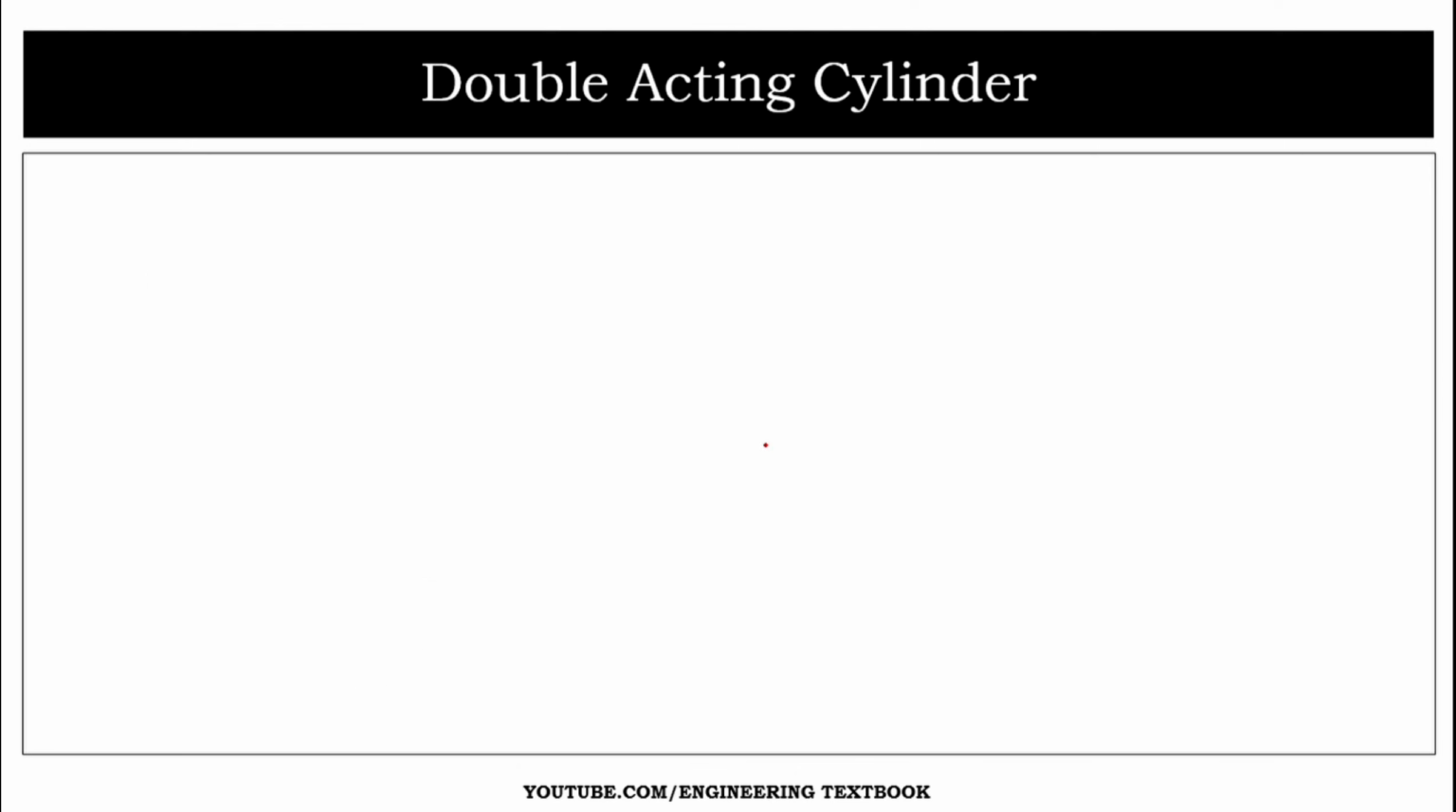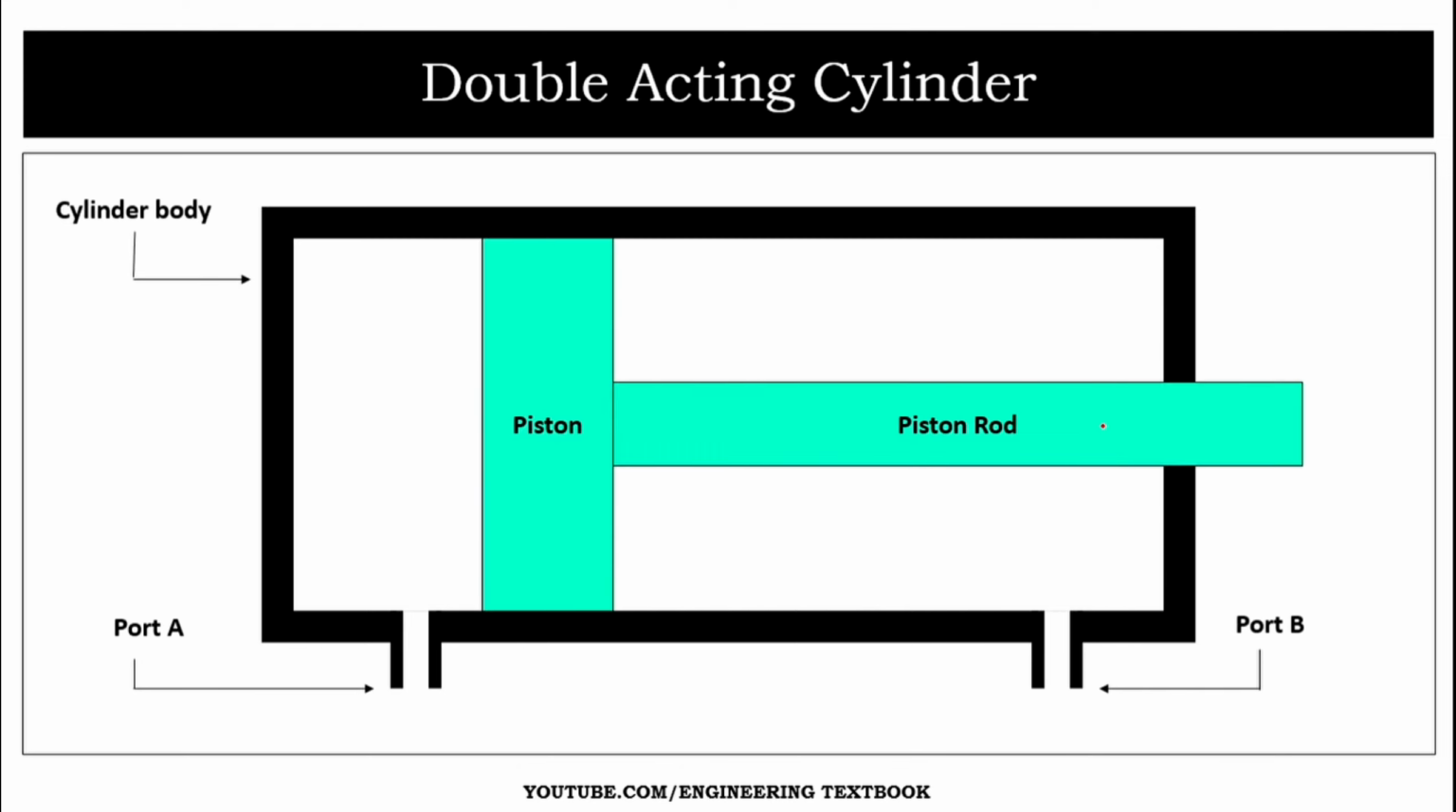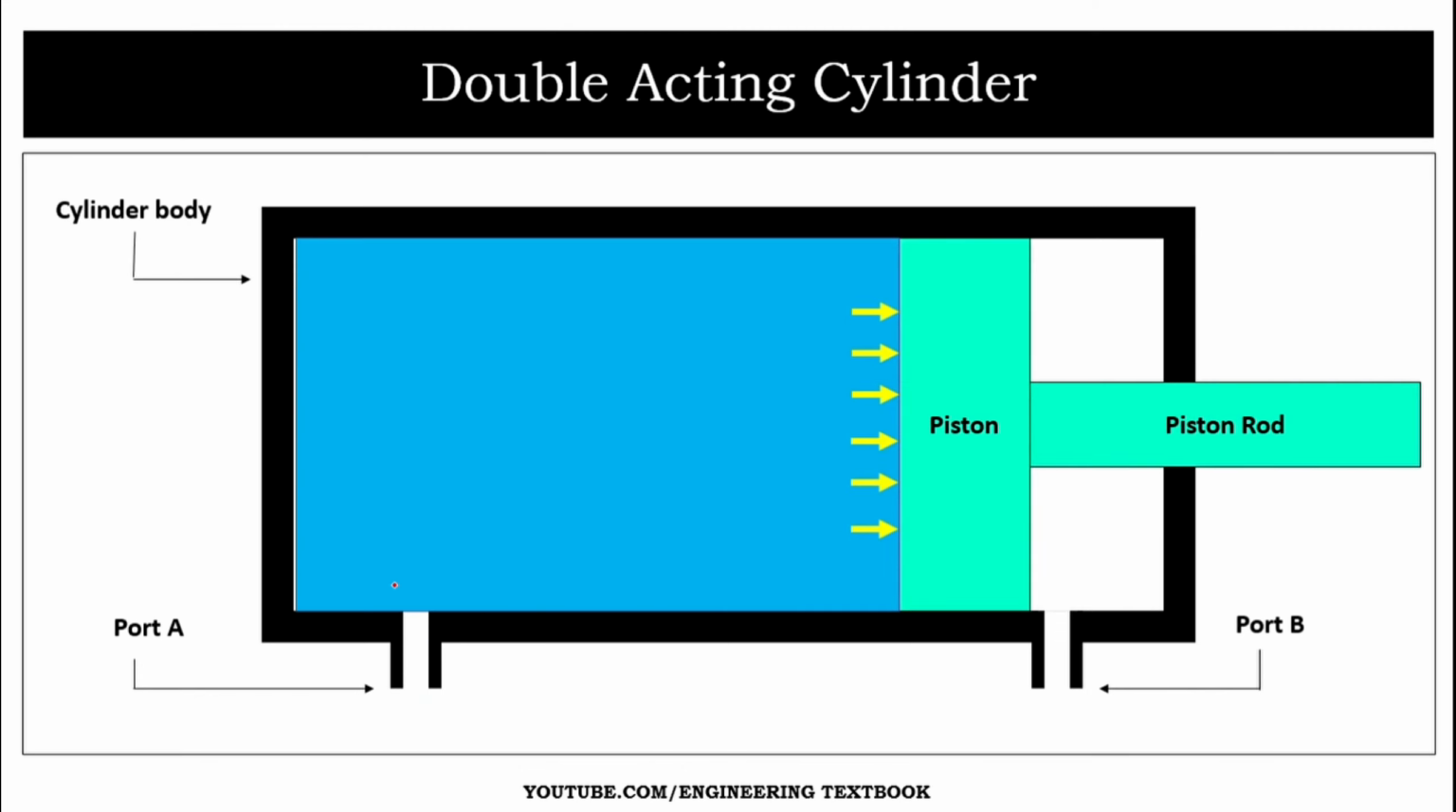Let's see double acting cylinder. It also consists of a cylinder body but with two ports, port A and port B. Piston rod. Here the pressurized oil moves from the cylinder to port A. The pressure force pushes the piston towards the right side to perform useful work. Here there is no spring.